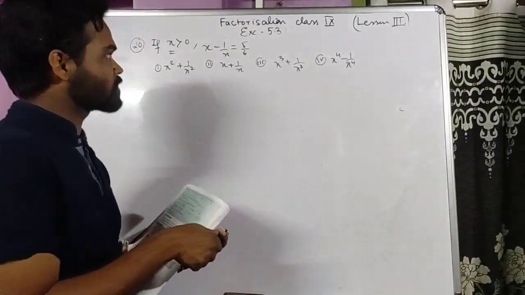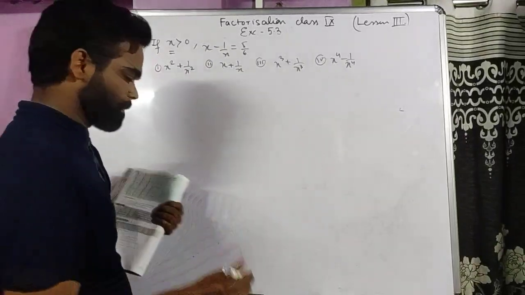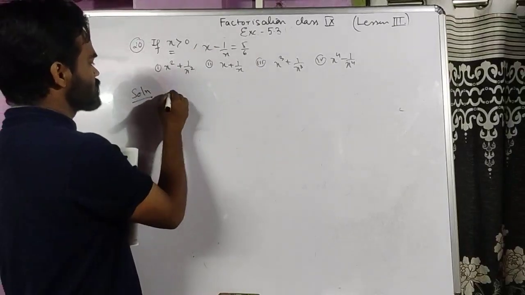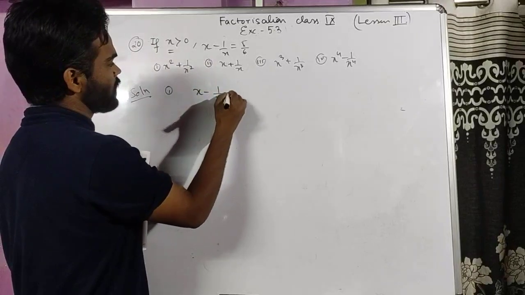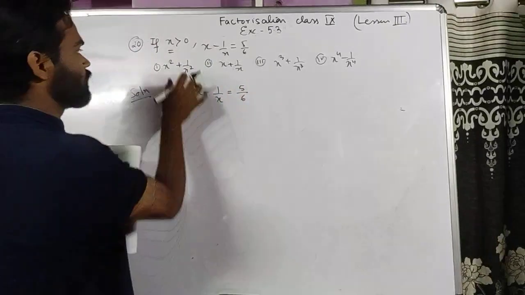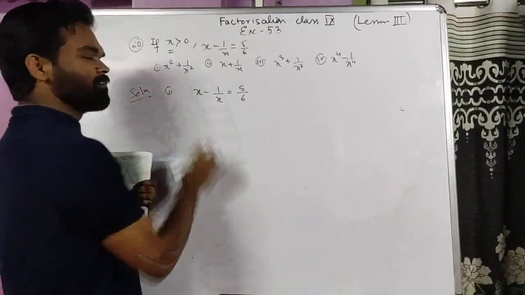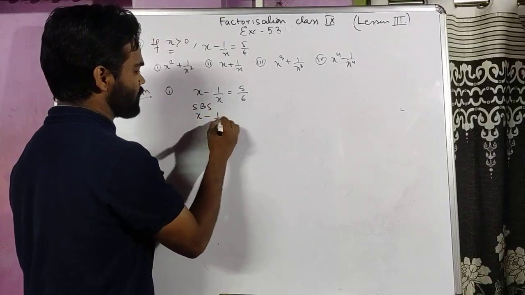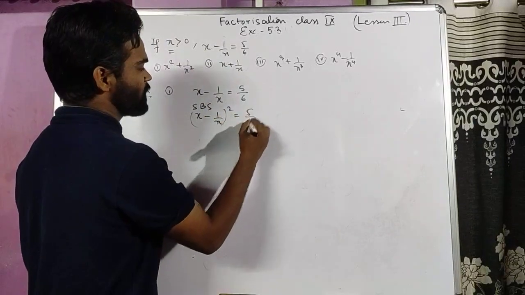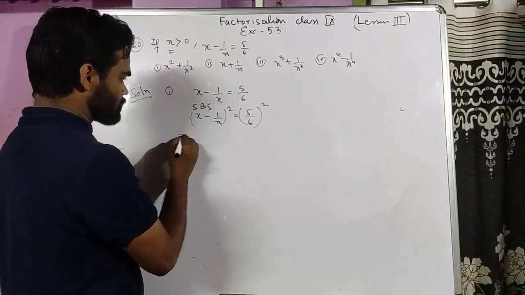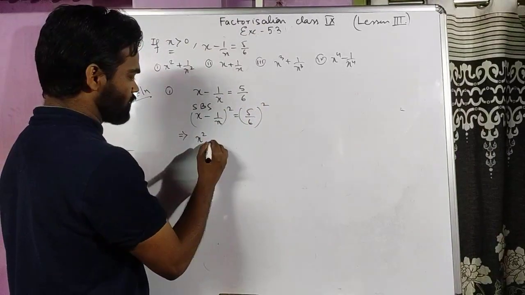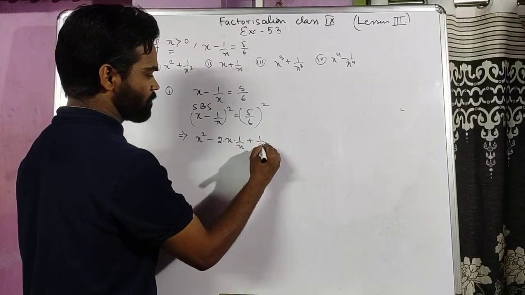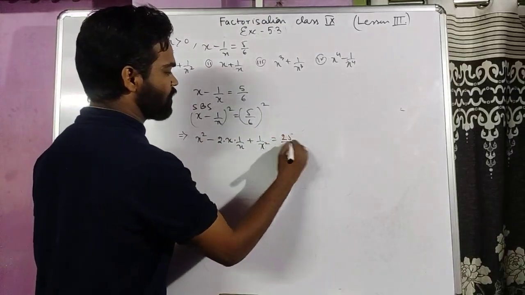We have done this kind of sums in expansion. Over here, we'll see. Now, see what is given. x minus 1 by x equals 5 by 6. The first part is a square. Just squaring both sides will give us this. So squaring both sides, we get x minus 1 by x whole square equals 5 by 6 whole square. So that implies a square minus twice ab plus b square is equal to 25 by 36.